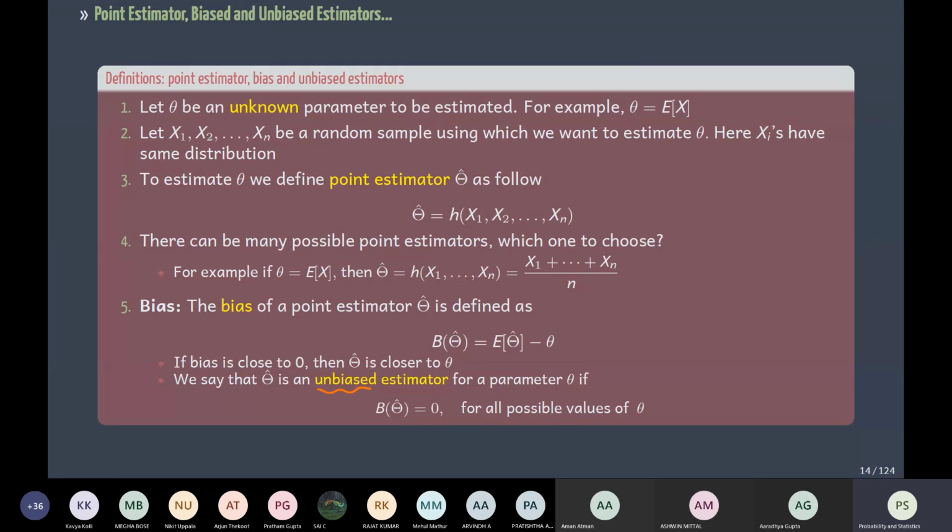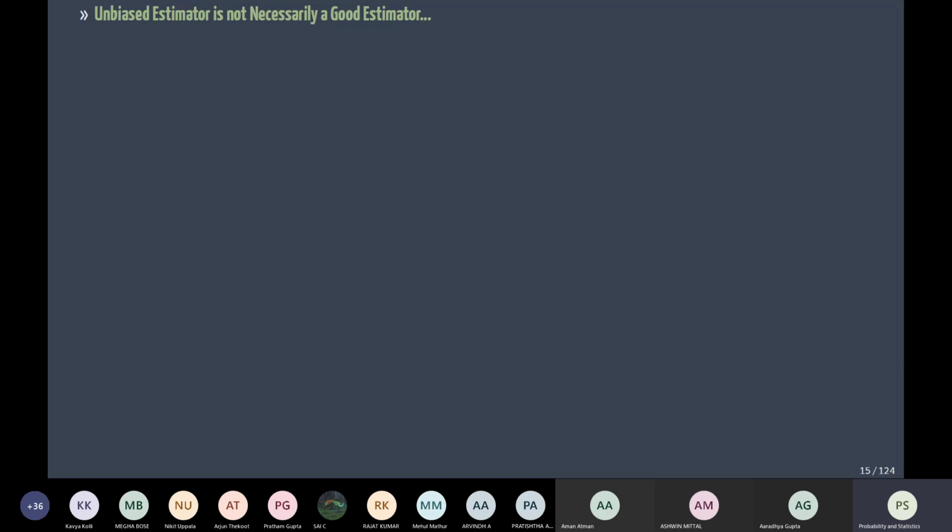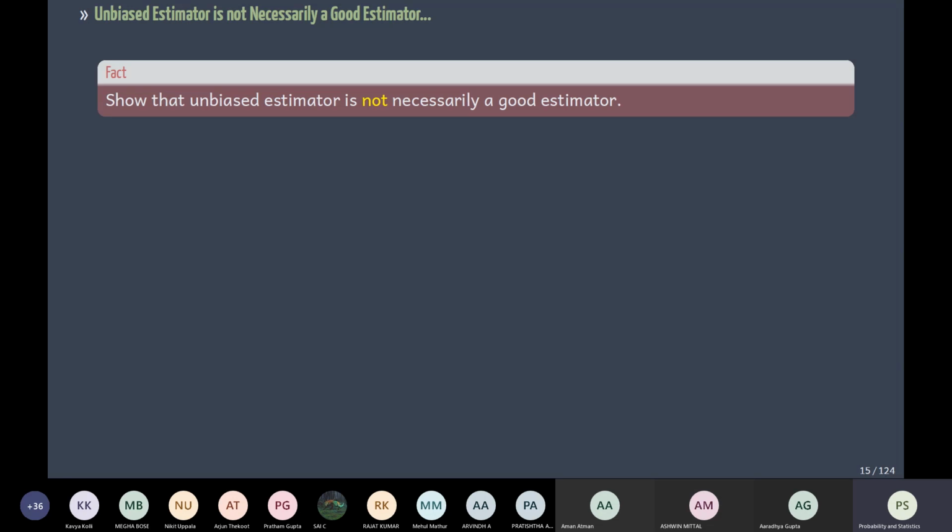That's the definition of an unbiased estimator, for all possible values of theta. But here is the fact: an unbiased estimator is not necessarily a good estimator. Unbiased doesn't necessarily mean that you have got hold of a good estimator. So why is that? Let me give you an example to prove this claim.